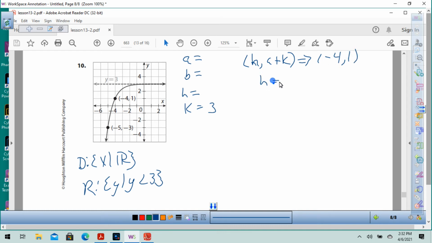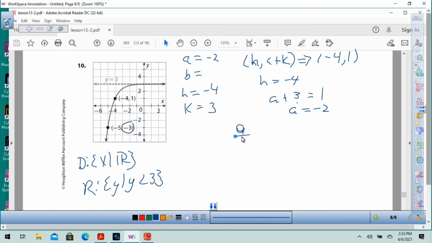So H equals -4, and A plus K equals 1. Well, K is 3. So if we subtract 3 from both sides, we get A equals -2. So now all we're lacking is B. And let's see, right here, that's going to give us B.